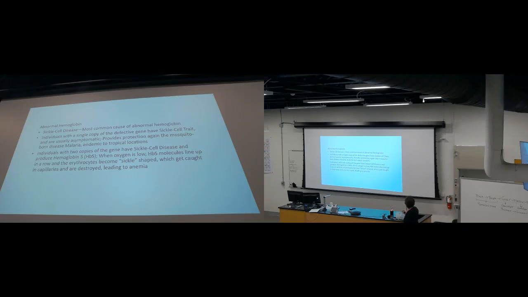So in this case, you have a single copy of the defective gene for sickle cell trait, versus when you have two copies mutated, which will be sickle cell disease. When you have only one copy defective of this gene, you will typically have no symptoms, and that protects against malaria, which is a disease produced by a protozoan.